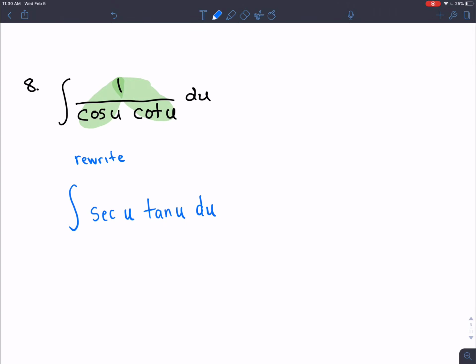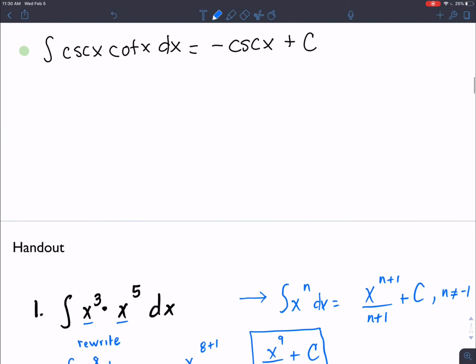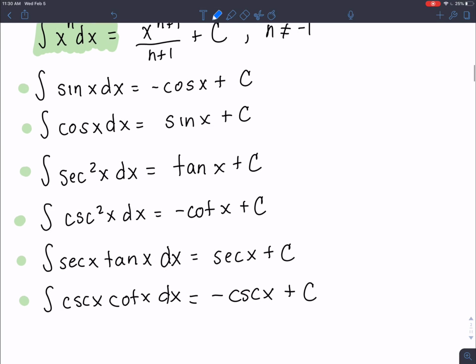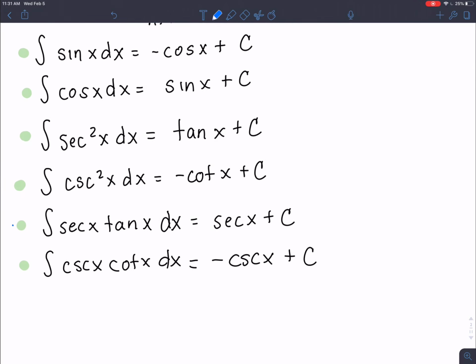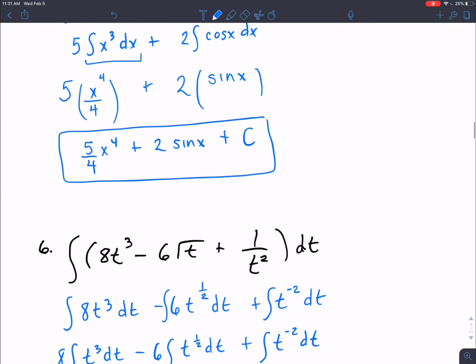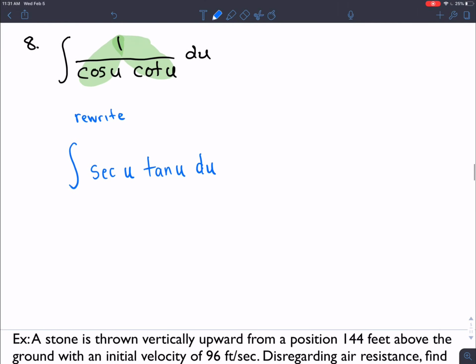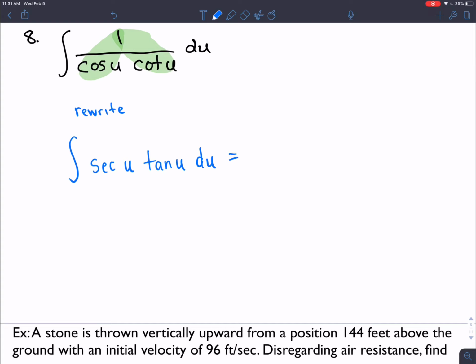So I'm going to scroll all the way back up here to see in our trig integrals, the integral of secant u tangent u, so that's this one. So we just take the antiderivative of it, which is secant of x plus c. So when it matches one of our rules, we'll just come here and evaluate the antiderivative to be secant of u plus a constant.